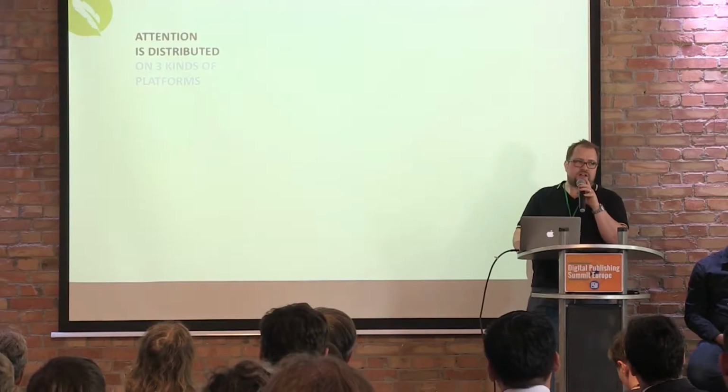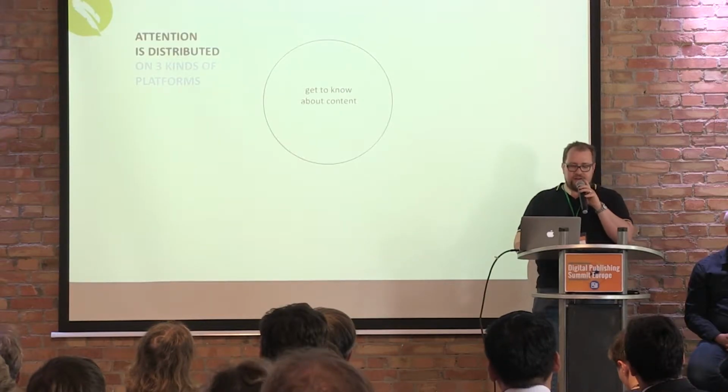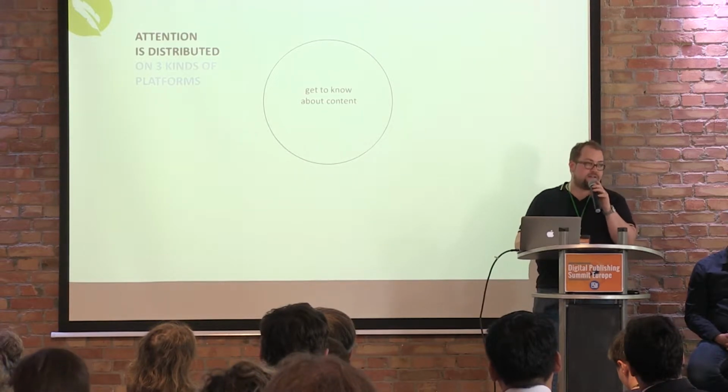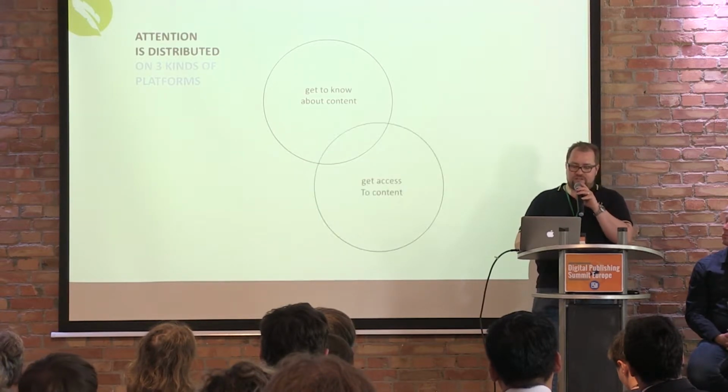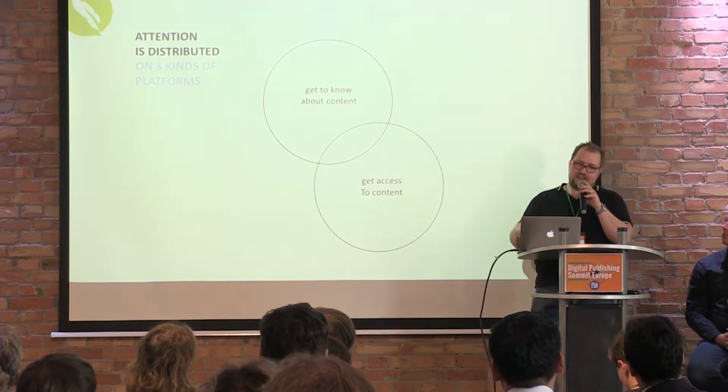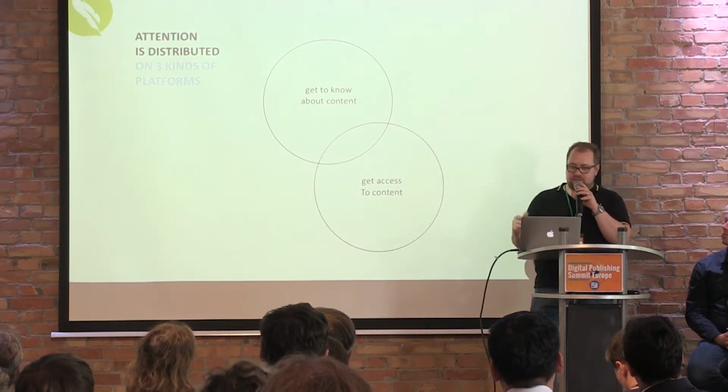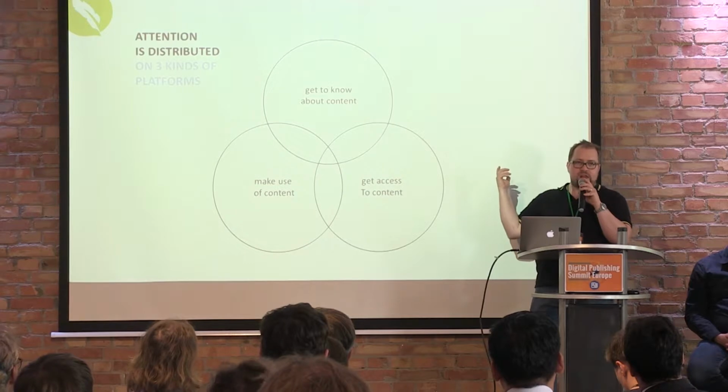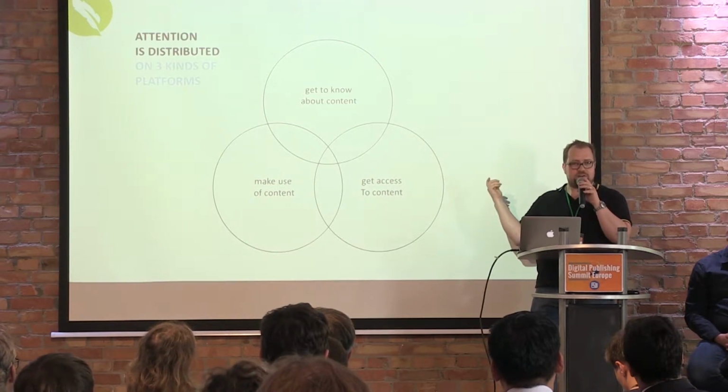If you then try to break it down, so this entire attention circle, you will discover that basically the attention on the web is distributed to 3 different kinds of platforms. So the first question is always, how do I get to know about that content? The next question is, how do I get access to that kind of content? And of course, how can I actually make use of that content?